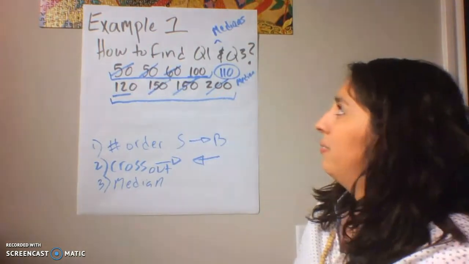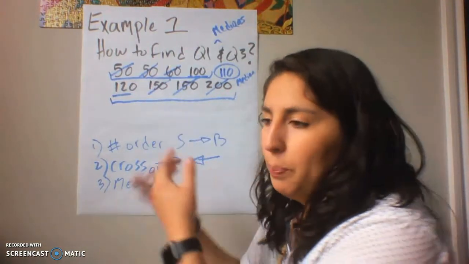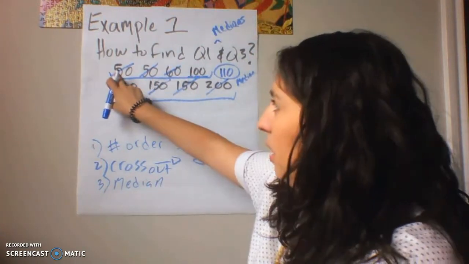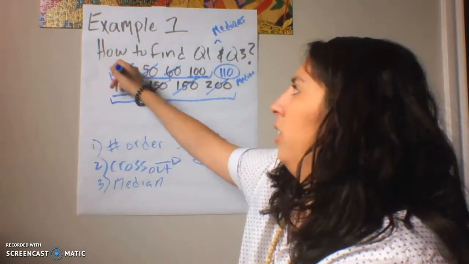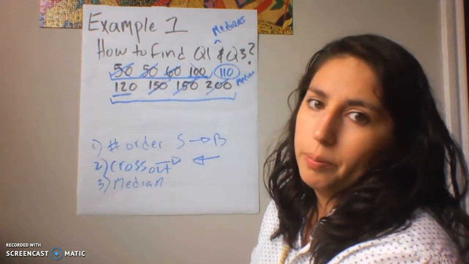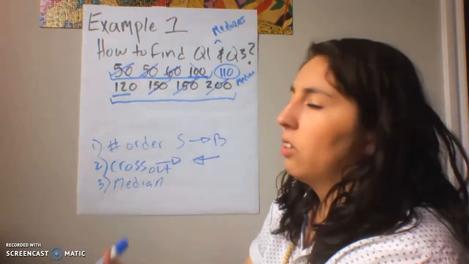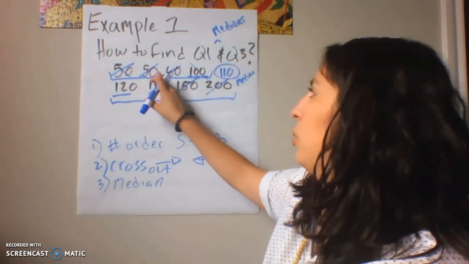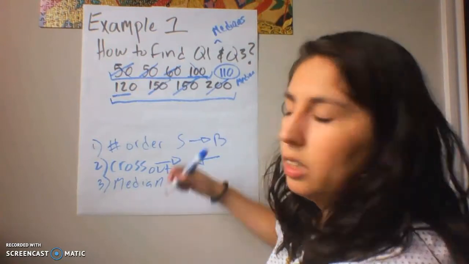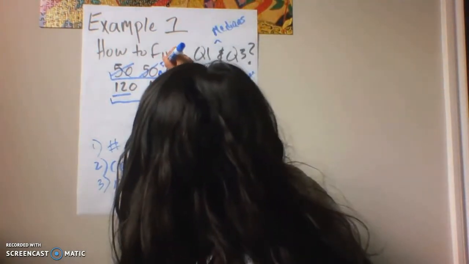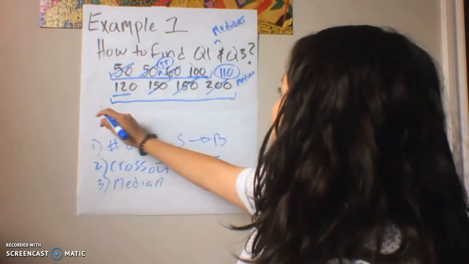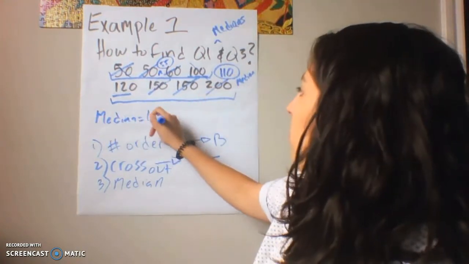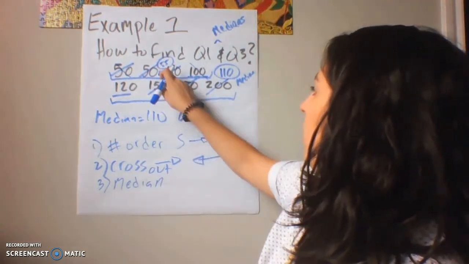Okay, so to find quartile 1, you look at the beginning half of the set, so this half, and you essentially repeat the same process. Cross out 1, cross out 1. I am left with 2 in the center. I can't cross them out, so now I've got to find the center of these two numbers. So I'm thinking, what is the number between 50 and 60? Take a second to think. The number between 50 and 60 is 55. So far, I have my median as 110. I have Q1 as 55.